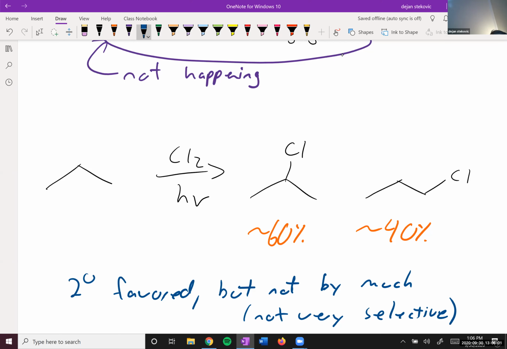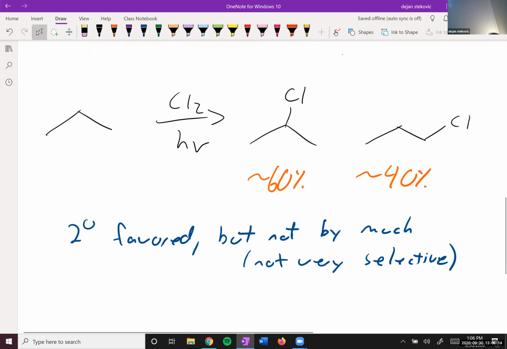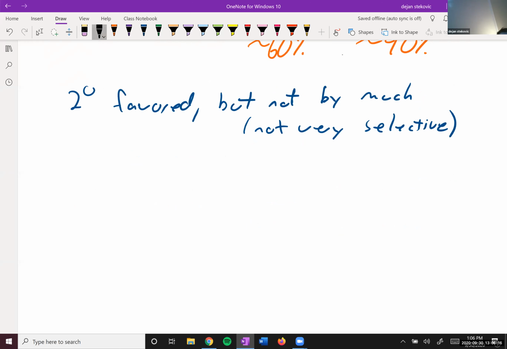So what we say is that chlorine is not very selective. And so that's not very useful for us because if you think about every time you do this reaction, now the first step, you got to do the reaction. And then the second step, you've got to separate these compounds that are going to be very chemically similar to one another from one another. And so that's just a huge pain in the butt, and we want to avoid that if we can.